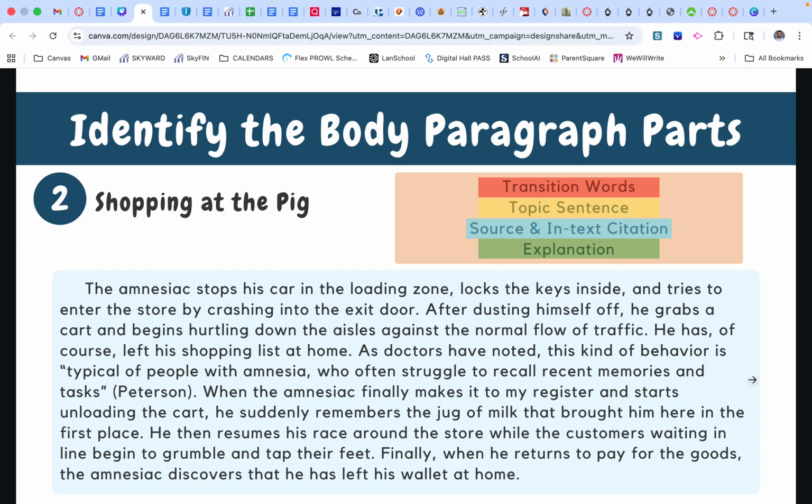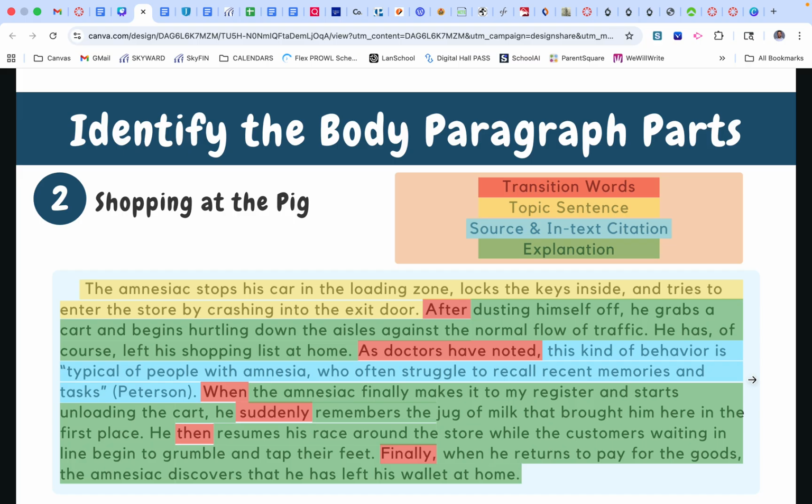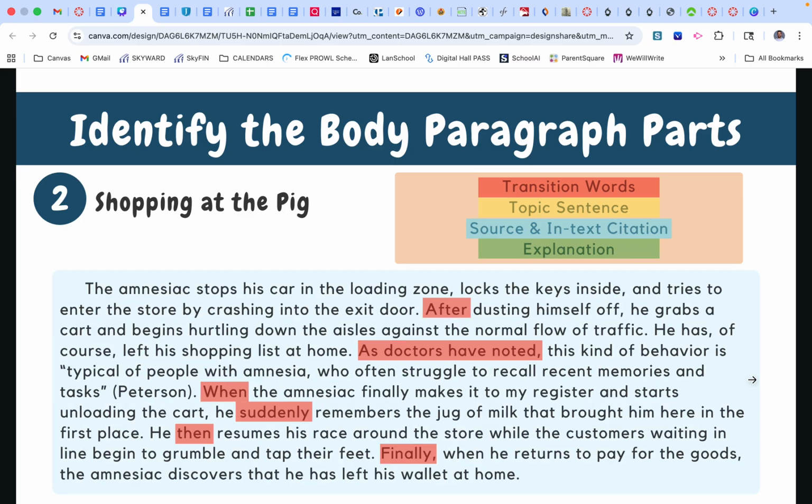So let's highlight some parts so we can see. I like looking at the topic sentence first, even though these transition words are highlighted first. So here's your topic sentence. This is what the paragraph is about. So the amnesiac is stopping their car and they're going crazy, right? So here's the topic sentence. We're talking about an amnesiac, right?